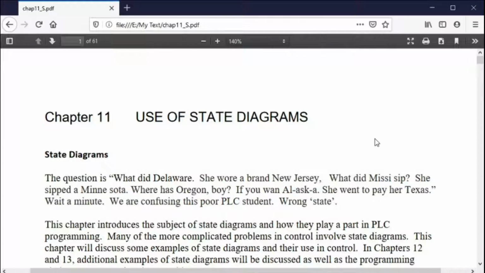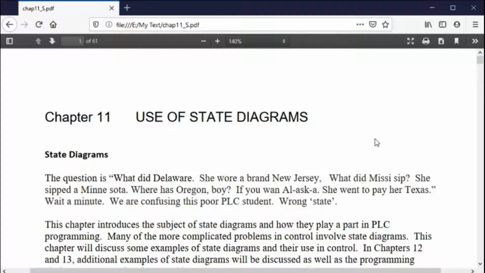So we start out with the question, what did Della wear? Well, she wore a brand new jersey. And what did Missy sip? She sipped a mini soda. And on and on and on it goes. And we basically talk to you and say, we're confusing you. And this is kind of a strange way to enter a chapter, but it's the wrong kind of state.